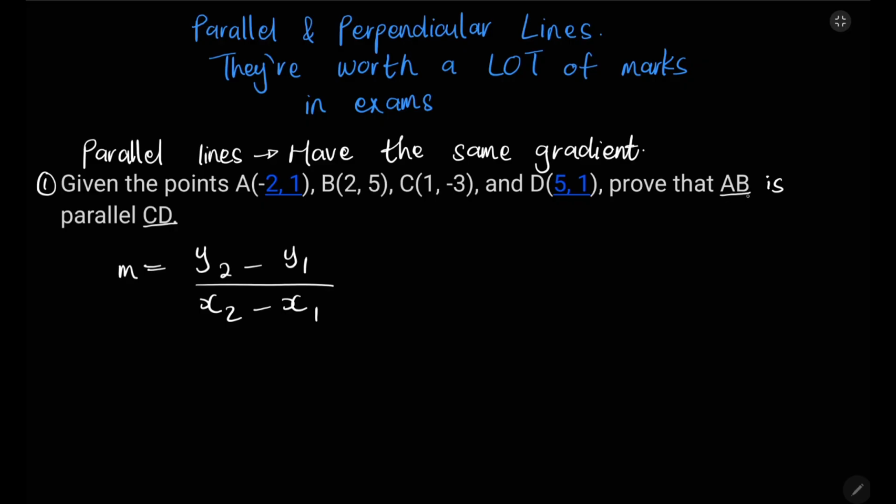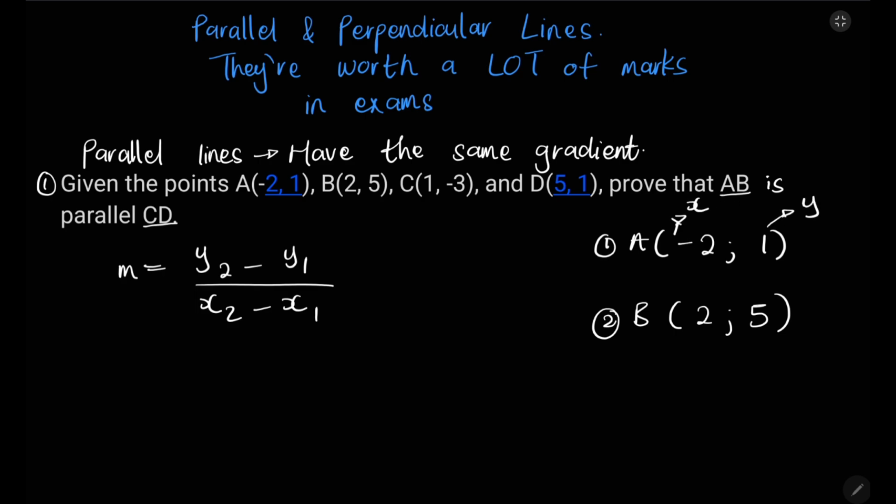So they said AB, okay? So let's write A. The coordinates of A are -2 and 1. And the coordinates of B are 2 and 5. So we can label A as point 1 and B as point 2. This -2 is your x and that 1 is your y. They are all under point 1, so this is x1 and y1. So for B, we have 2, which is your x, and your 5, which is your y. That is x2 and y2.